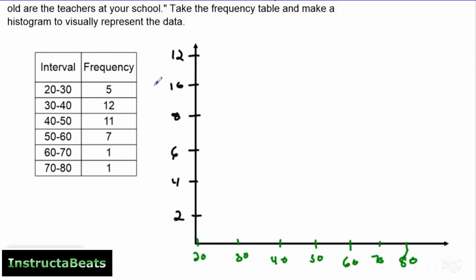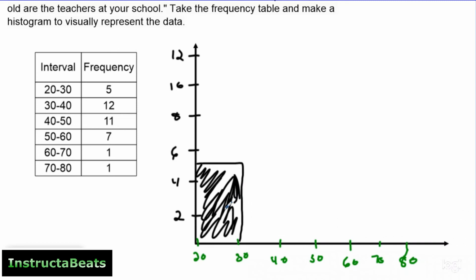12 here. Okay, and so my first bin, for the age group from 20 to 30, I had 5. So 5 would be halfway between 4 and 6. And so my first bin right there, I had 5 teachers who fell into the group from 20 to 30.